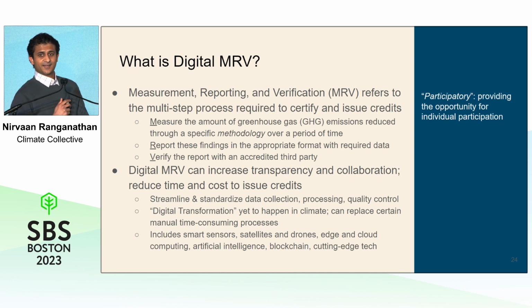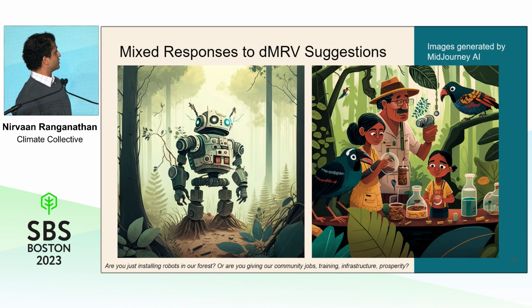But a couple weeks back, I gave a talk about some of these interesting DMRV solutions to project developers, primarily in India and South America, and I got a very insightful reaction that I would like to share with everyone. So, these are two images generated by AI, which is essentially capturing this question of, are you just installing robots in our forest, or are you giving our community jobs, training, infrastructure, prosperity? I thought this was extremely insightful.